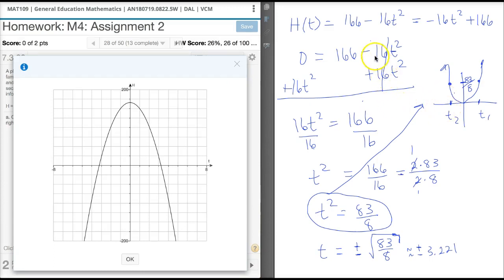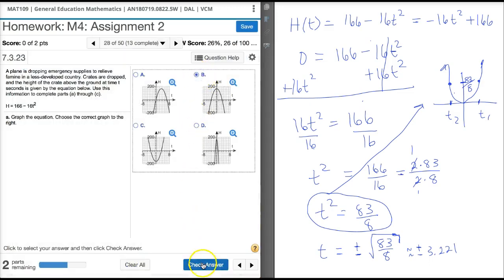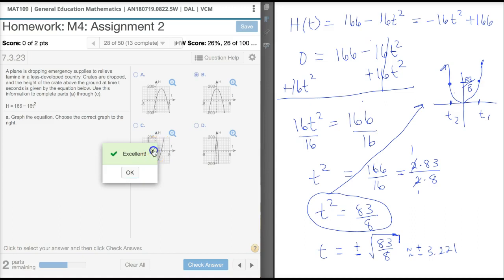Now, verifying also that 166 is the y-intercept. Of course, if we go up to here, this looks like 1, 2, 3, 4, 5, 6, 7, 8. So if we take 200 and divide that by 8, that is going to be 25. So this is in units of 25 going up. So this is 25, 50, 75, 100, 125, 150, 175. So 166 has to be in between 150 and 175. So that works out nice. All right. And so we see that is the answer.